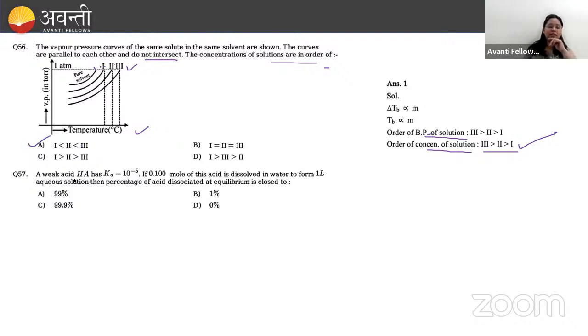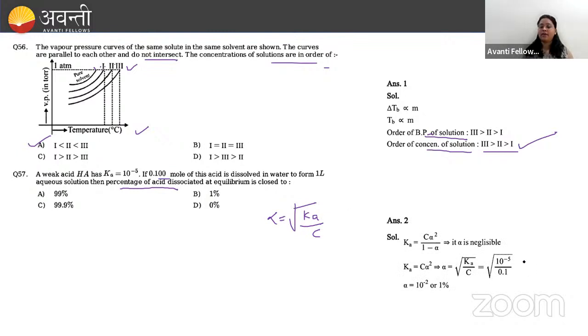Right? Next problem: a weak acid HA is given, and its dissociation constant Ka is given. We are given the concentration, and we need to find the percentage of acid that undergoes dissociation. You know the relation between alpha, Ka and concentration, so use this simple formula: alpha, the degree of dissociation, is the square root of Ka by C. When you do these calculations, you get alpha equal to 10 raised to minus 2. Multiplied by 100, you get the percentage, that is 1%. So the answer is B. Any doubt in this? Let's move on to the next problem.